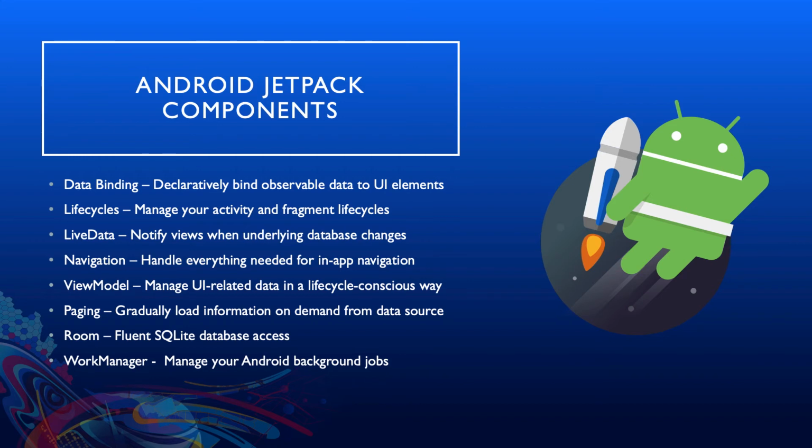Live data is an observable data holder. Other components in your app can monitor changes to the objects using the holder without creating explicit and rigid dependency paths between them. The live data component also respects the lifecycle state of your app components, such as activities, fragments, and services, and includes cleanup logic to prevent object leaking and excessive memory consumption.